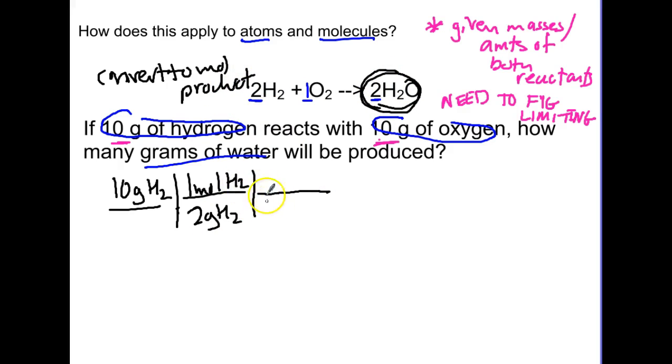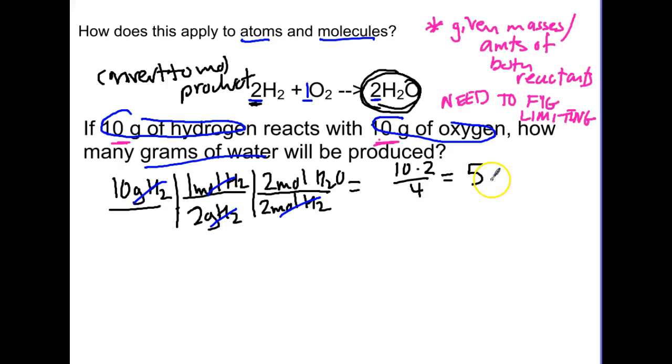And now I want to convert to moles of product, so moles of water here. So I'm going to need a mole ratio. It's 2 moles of hydrogen from the equation makes 2 moles of H2O. If I set that up, my grams of hydrogen cancel, moles of hydrogen cancel, and I'm left with essentially 10 times 2 over 4, which gives me 5 moles H2O.